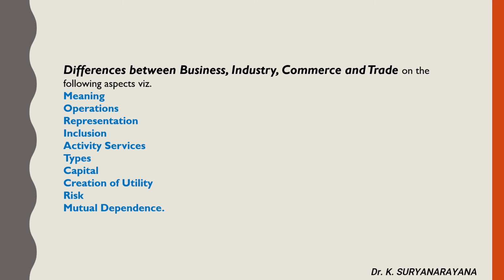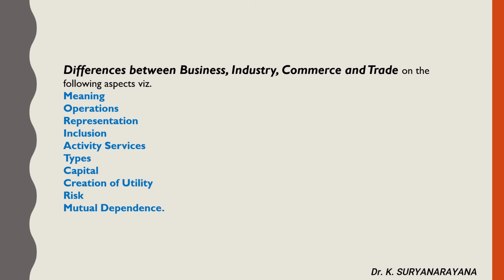Trade is a part of commerce. Industry is the base for trade through commerce. Trade involves exchange of goods by cash or credit, and commerce acts as its mechanism. Trade, industry, and commerce are interrelated with a high degree of interdependence. Now, coming to the differences among business, industry, commerce, and trade, let us study with respect to the meaning.